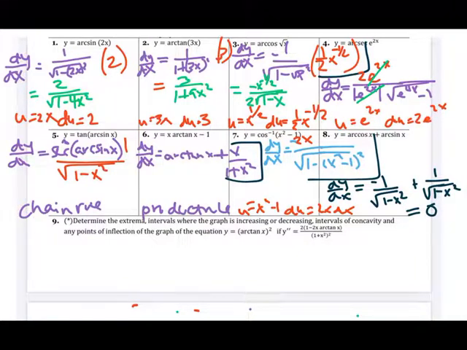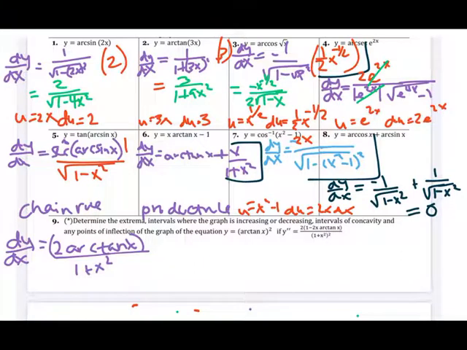All right, very last question, and this is a calculator question. We're going to find increasing, decreasing, concavity intervals, points of inflection, and relative extrema. So let's first find our first derivative. We're given our second derivative. So our first derivative, because of the chain rule, is going to be 2 times arc tangent of x times the derivative of arc tangent of x, which is 1 over 1 plus x squared.